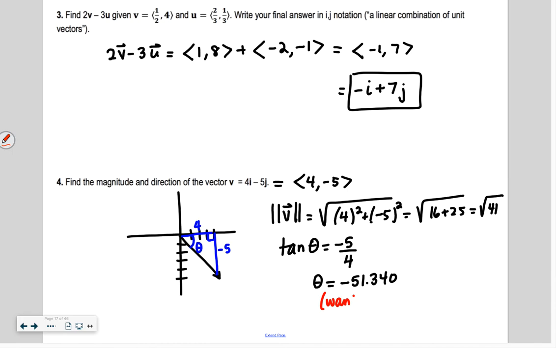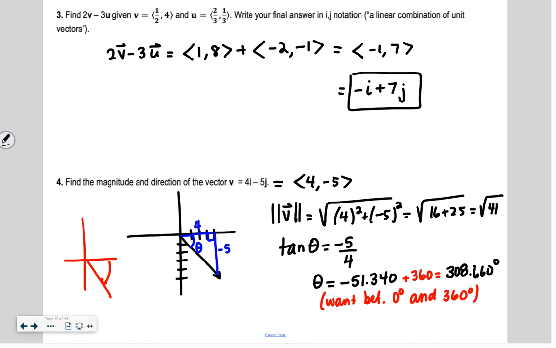But we want between 0 degrees and 360 degrees. So right now when it's saying negative 51 degrees, that's okay. That gives us something in the 4th quadrant. We just don't want that name for it. We don't want to call it negative 51. So what do I do to adjust it? Add 360. Perfect. When I add 360, I do get a number between 270 and 360. I get 308.660. So our magnitude and direction are listed.